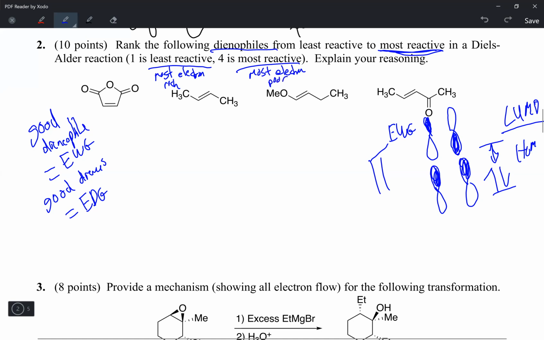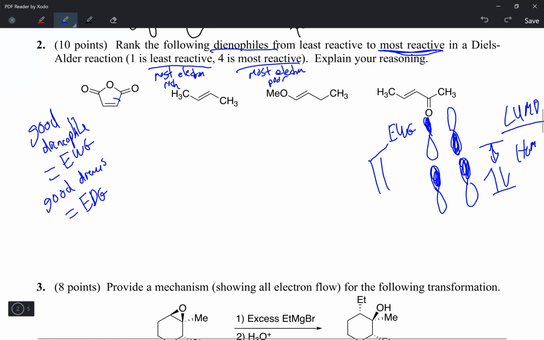If you were asked for dienes, the opposite is true. Less reactive dienes will be electron poor, and more reactive dienes will be electron rich, because it's using its HOMO. So that's the key underlying logic, and then you can easily determine what's what here. So now if we look at the groups, first you have to find a base point to start comparing all the molecules.